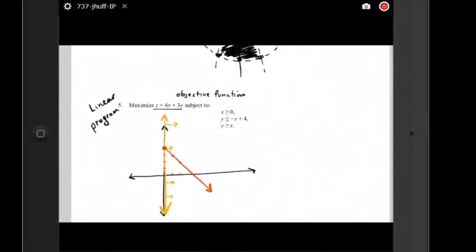And we'd want to figure out where to shade on that one. So if you use your test point (0, 0) and plug a 0 in for both x and y, then you have 0 is less than or equal to 4, which is true. So you'd be shading beneath that line.